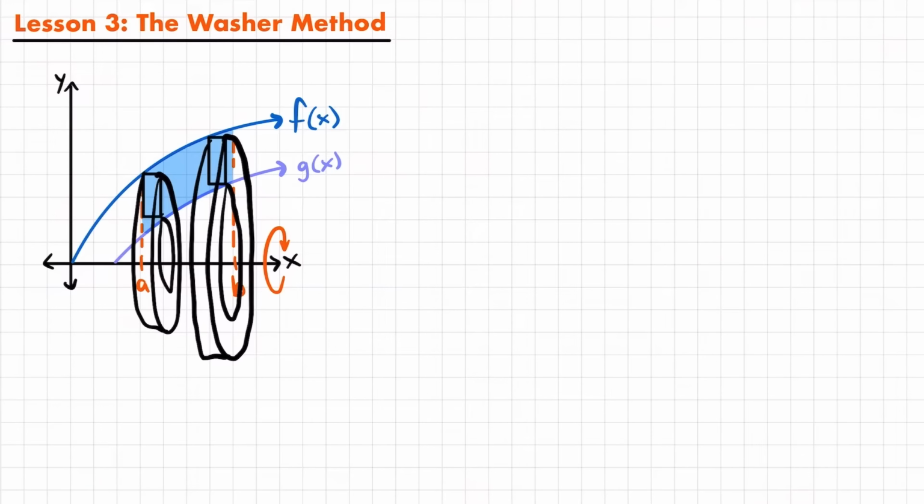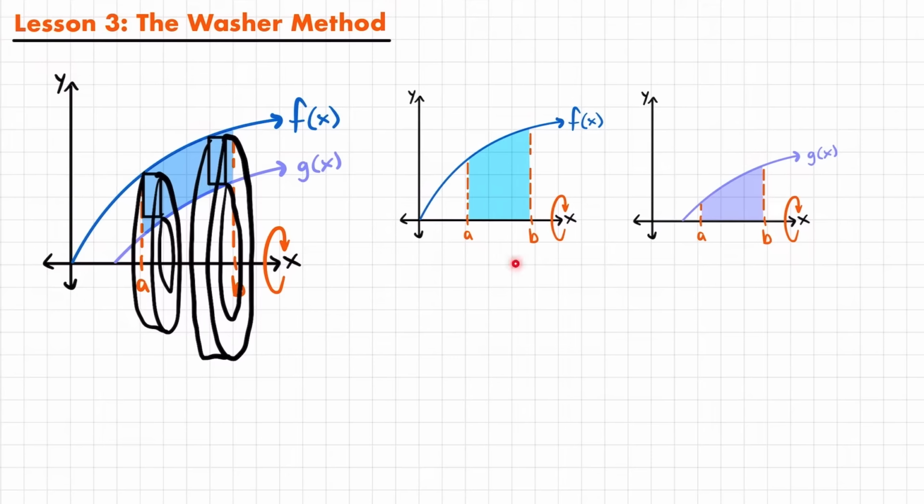As you can see, we could continue to pick more and more thin rectangular regions between these two bounds, a and b, and form these thin washers that added up together would represent the volume of the entire solid of revolution that would be formed by revolving that region around the x-axis. So the question is, how can we calculate the volume of this solid of revolution that is formed by these thin washers?